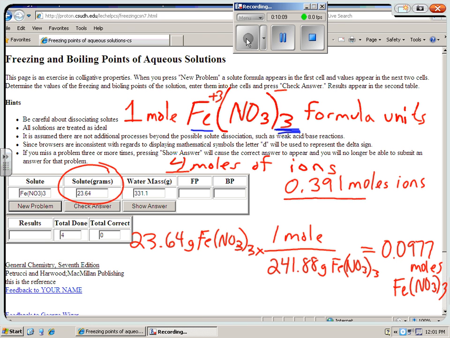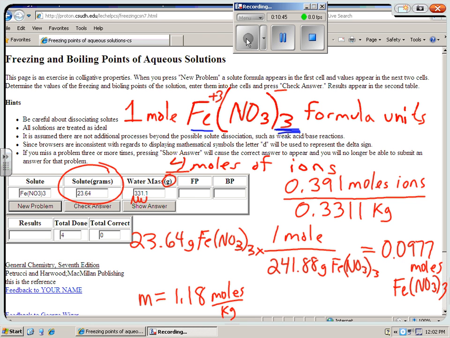And to find the molality, it's the moles of ions divided by the kilograms of the solvent. This is grams, so it's going to go deci, hecto, and then kilo. So 0.3311 kilograms of the solvent. So if I divide by 0.3311, that gives me a molality. The molality is lowercase m. The molality equals 1.18. And that's going to be in moles per kilogram.